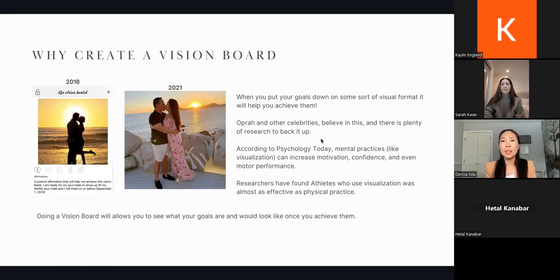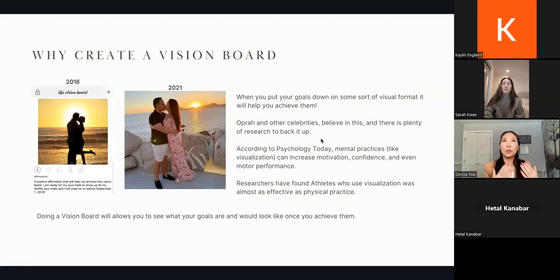For example, Psychology Today even says that mental practices like visualization and meditation can really increase your motivation, your confidence, and your motor performance, getting your momentum to get up and get excited about your goals and what you're going to achieve every single day. Researchers have also found that athletes who use visualization were almost as effective as with physical practice. Let's say, for example, I know there are a lot of NBA players who visualize themselves getting the shot in.